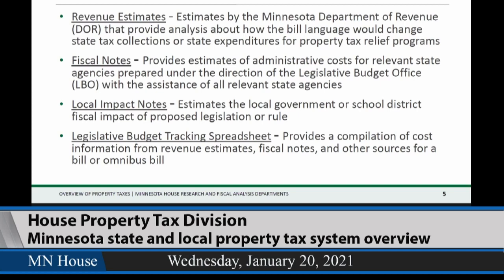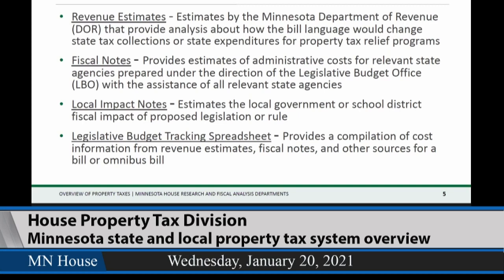The division spreadsheet tracks property tax refunds, aids and credits, and other property tax relief items. The division report eventually merges with the tax revenue spreadsheet to make one multi-page tracking sheet. Tracking sheets are posted to each committee website and on the fiscal analysis webpage.